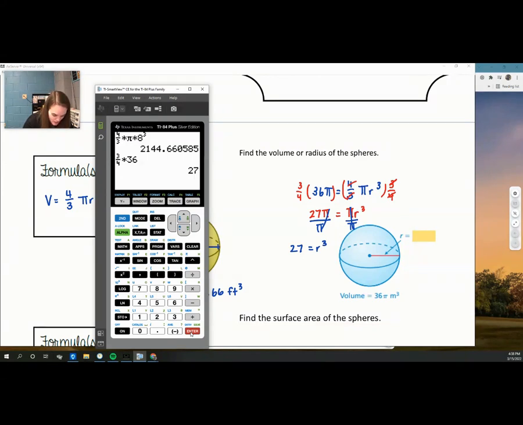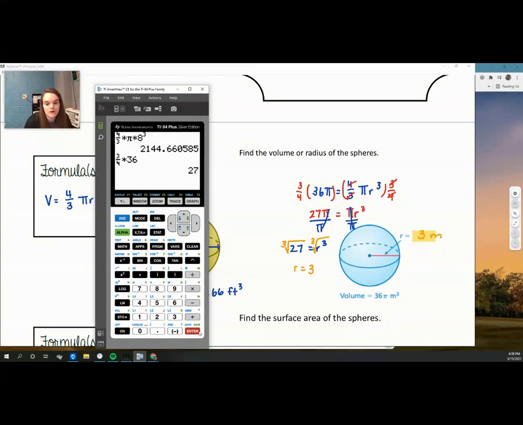So to take the cube root, which is a little 3 on the end here, it's basically asking you what number multiplied by itself 3 times is equal to 27. And that just happens to be, let's think, is it 3? 3 times 3 is 9. 9 times 3 is 27. So it is 3. So our answer is r is 3 meters.